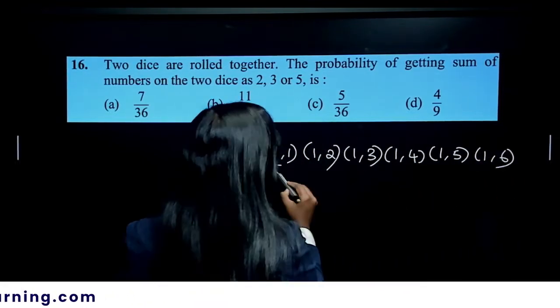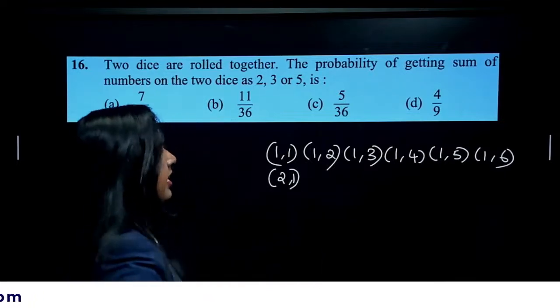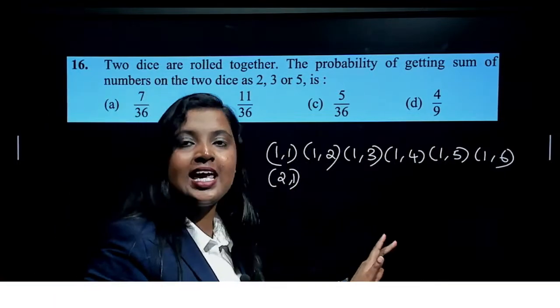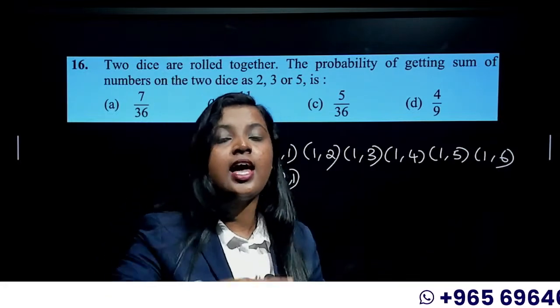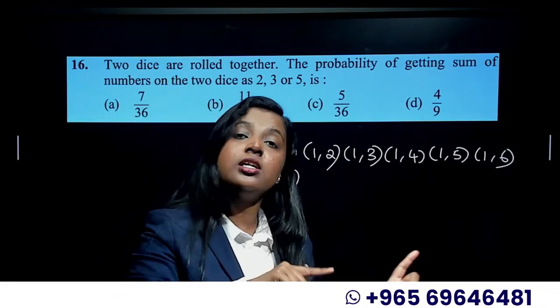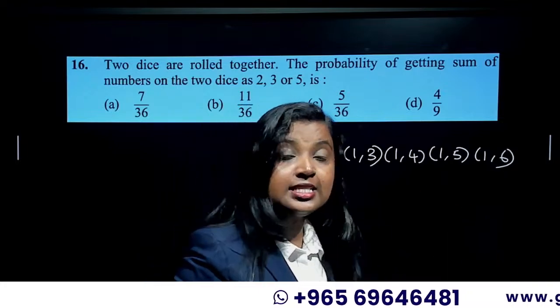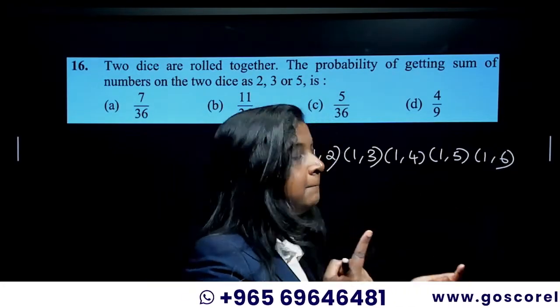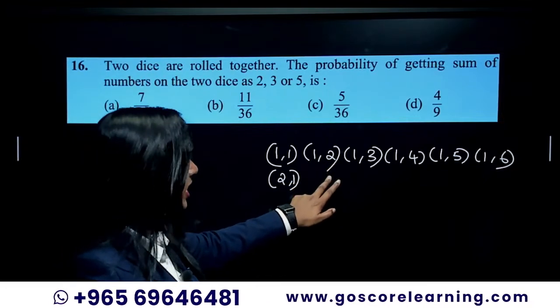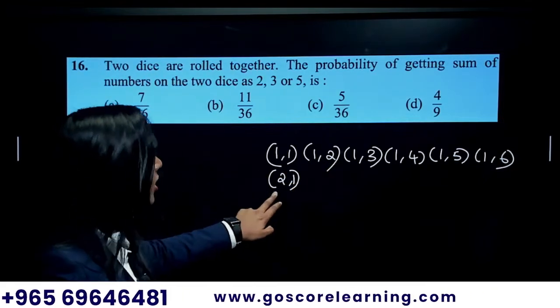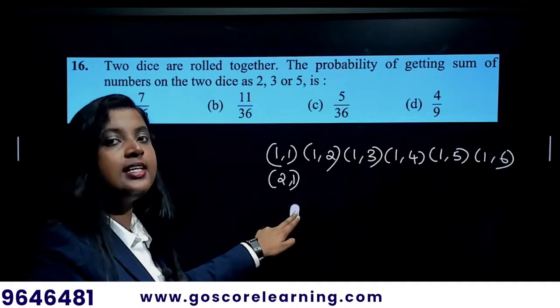Okay, then you have two on the first and one on the second. Is 1 2 and 2 1 the same? No, they are not. 1 2 means getting one on the first die and two on the second die. Getting two on the first die and one on the second die is 2 1.